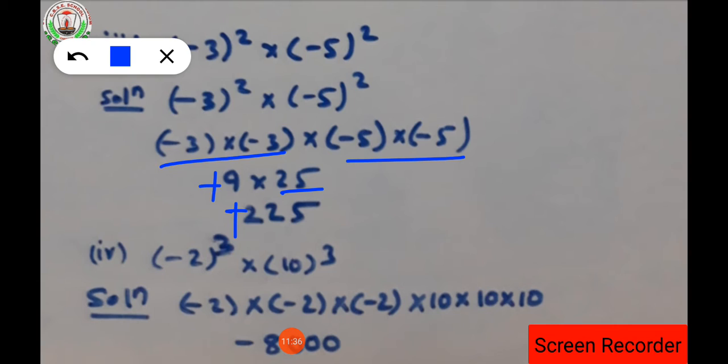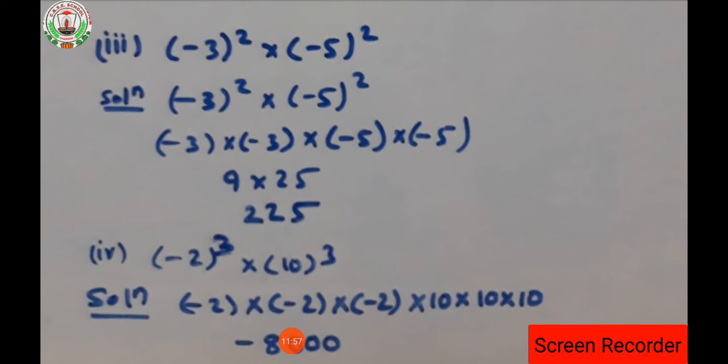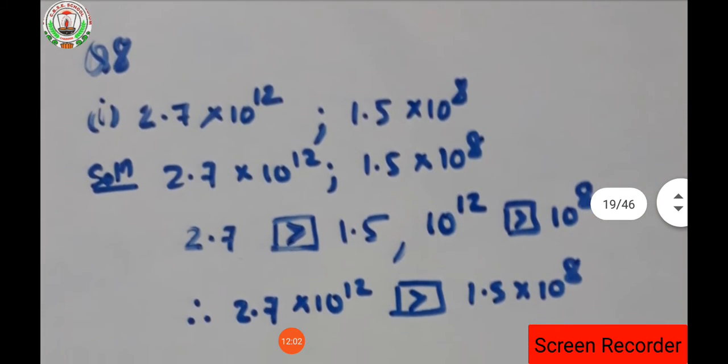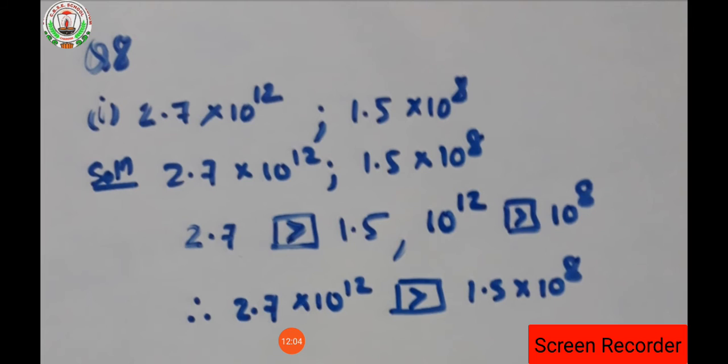In the same way, minus 2 to the power 3 into 10 to the power 3. So 10 to the power 3, how much will it be? It will be 1000 itself. Minus 2 into minus 2 will be plus 4. Then plus 4 into minus 2 will be minus 8. Minus 8 into 1000 will be minus 8000. Clear?